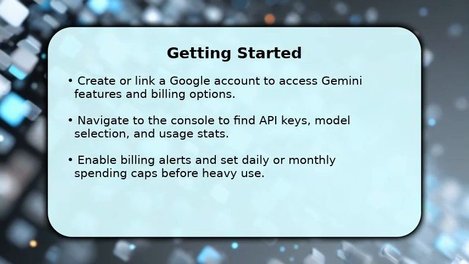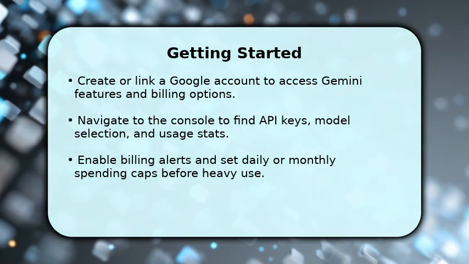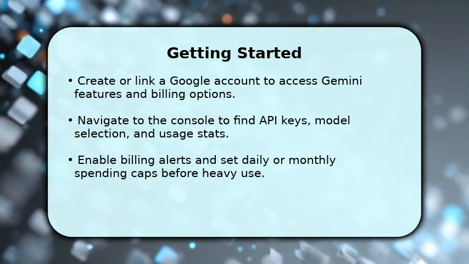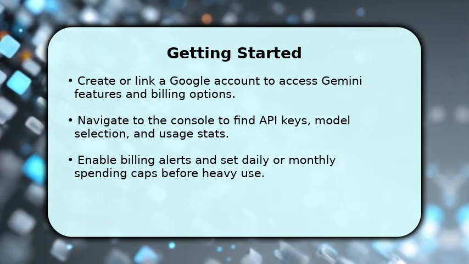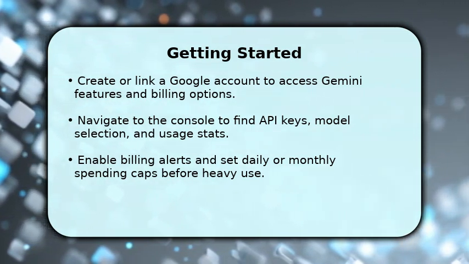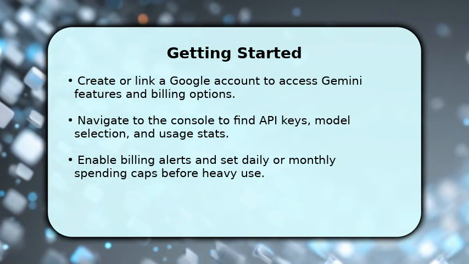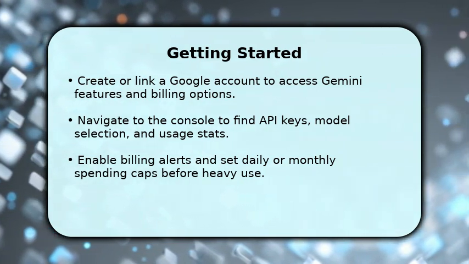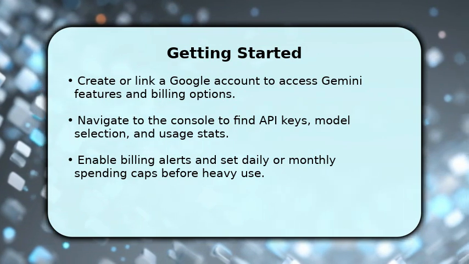Sign into your Google account and locate the Gemini AI Unlimited console from the product menu. Generate an API key and store it securely for integrations with apps or scripts. Choose a model and adjust parameters like temperature, max tokens, and safety filters to fit your project.